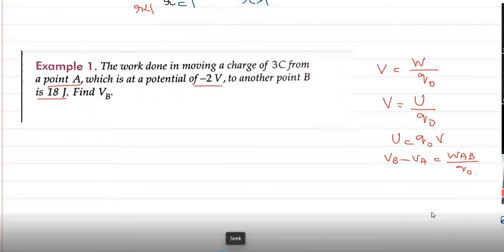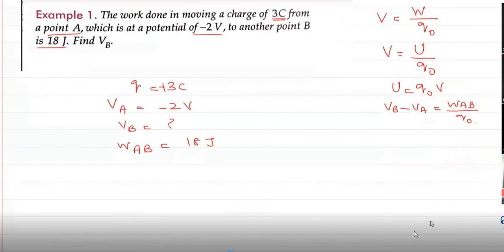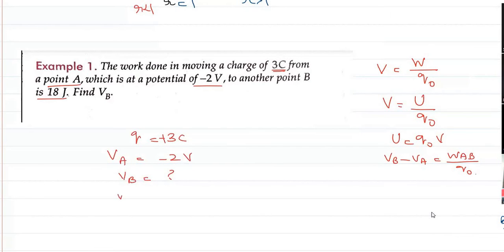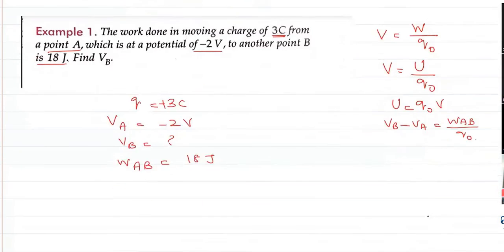Which formula? Here work done is given. Different. So how do we calculate? Apply the same formula. The point A is at potential, that is VA, which is minus 2 volt. Another point VB we don't know. The work done in moving the charge from A to B is given as 18 joule. We need to find out the potential difference.